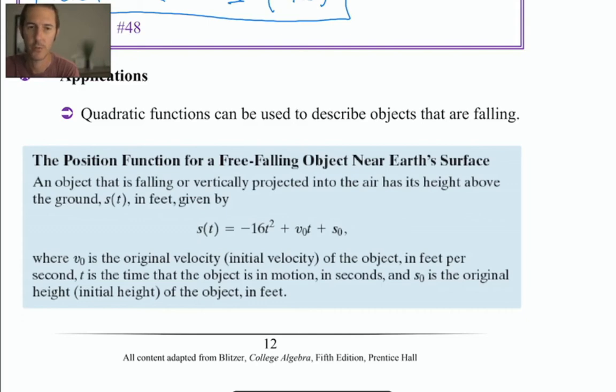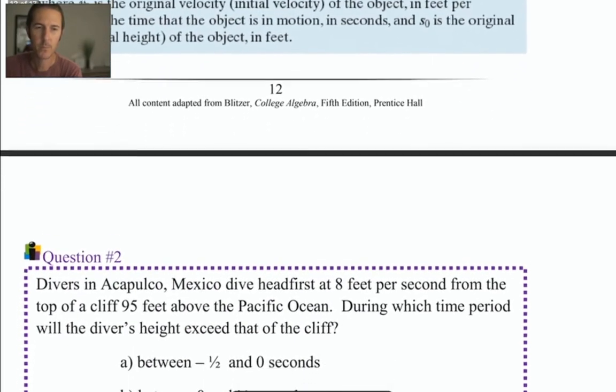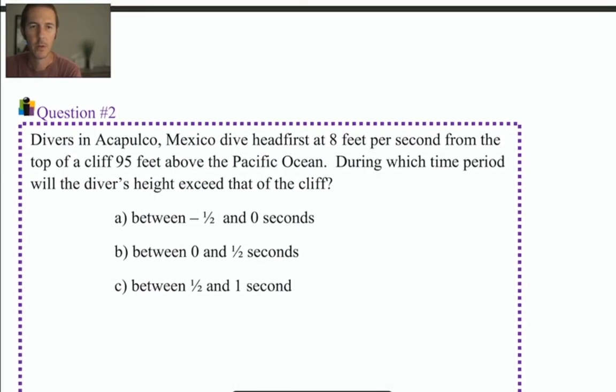V sub 0 is its initial velocity. And S sub 0 is its original height above the ground where its motion started. So here, we're being told that divers in Acapulco, Mexico, dive headfirst at 8 feet per second from the top of a cliff that's 95 feet above the ocean. We want to know during which time period will the diver's height exceed that of the cliff. Interesting. They're diving headfirst at 8 feet per second from the top of a cliff.